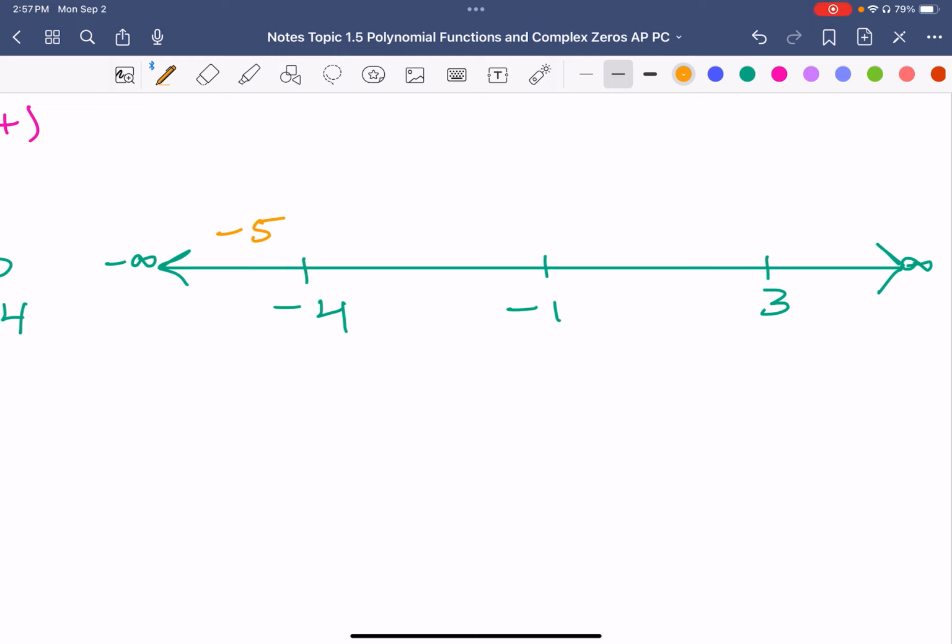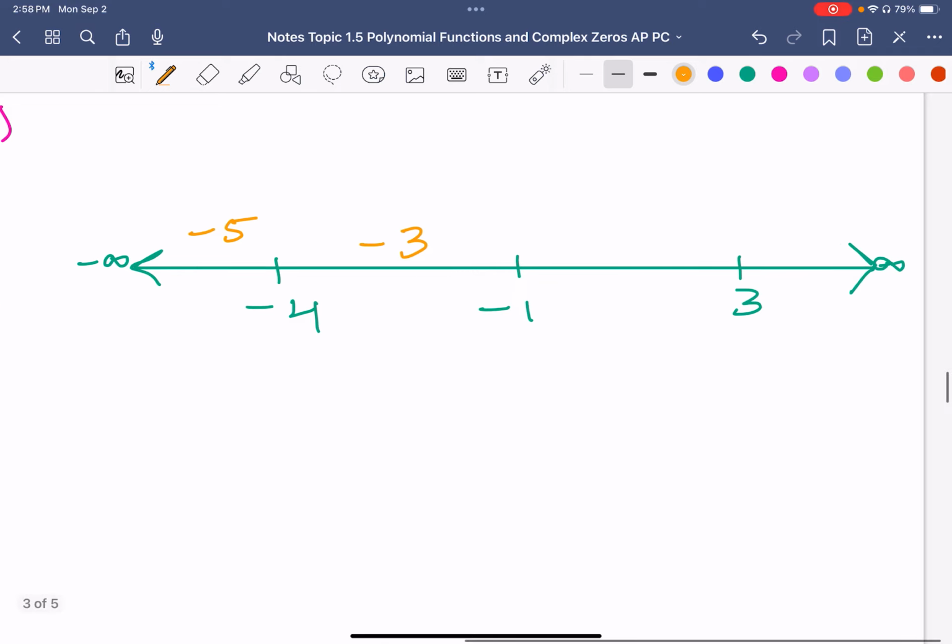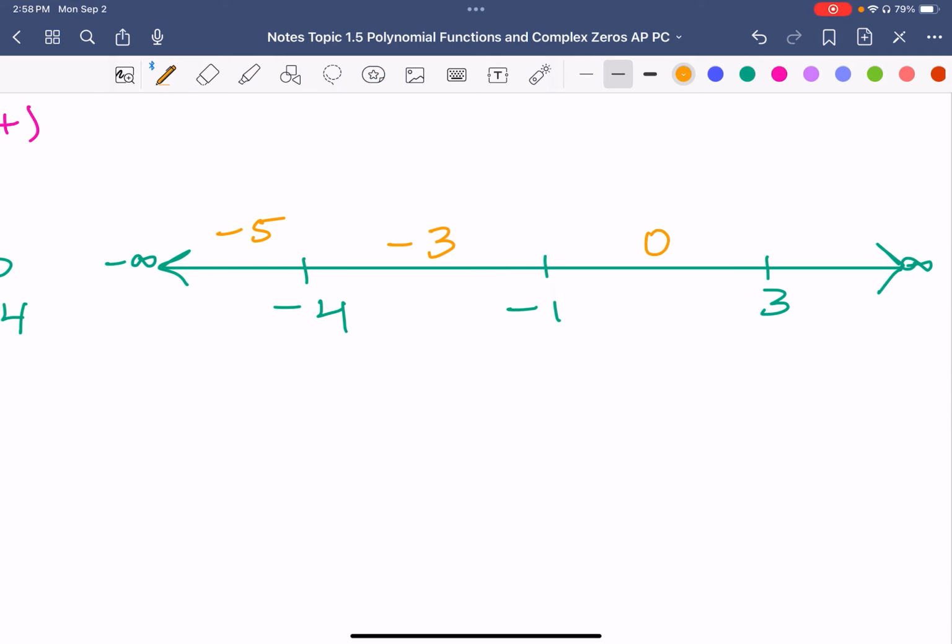Okay? Between -4 and -1, I could pick -3. You could also pick -2. Between -1 and 3, I can pick 0, 1, or 2, but I would recommend if you can pick 0, that's the easiest one to plug in. So 0 is always recommended to use if you have it. And then after 3 would be 4, or you can use 5, 6, 7, 8, it doesn't matter.